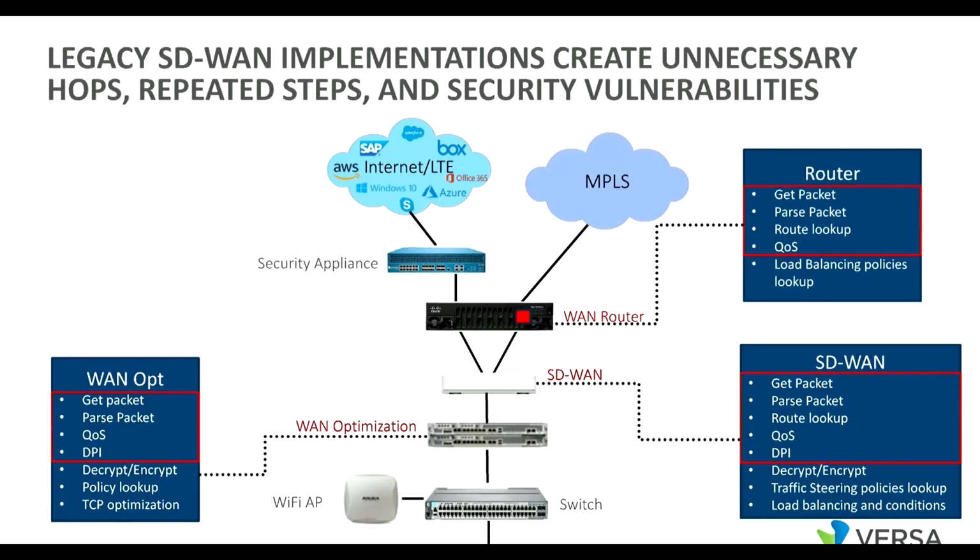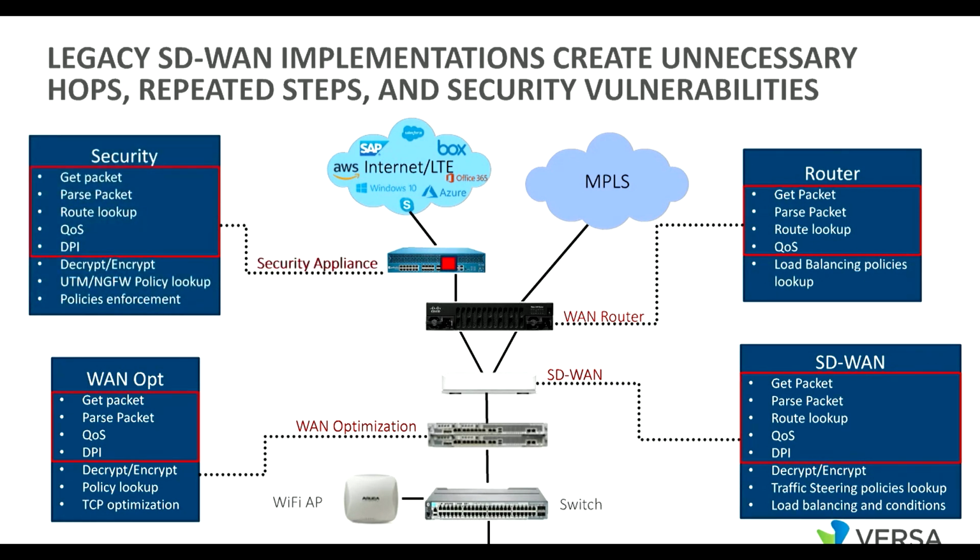Mike, what that boils down to is 60% of the functions which each and every one of these branch appliances does are repeated over and over again. Clearly, this is a very inefficient way of solving a problem, and this results in latency, complexity, and higher cost.